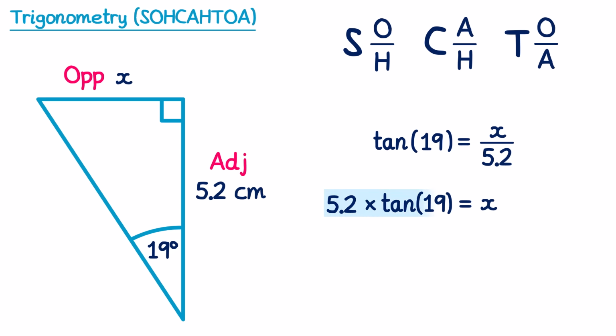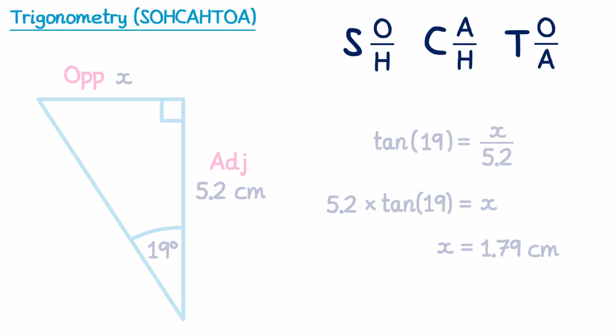We type this into the calculator, which gives you a value of x as 1.79 and so on, and then we'll round this off to 3 significant figures at 1.79 centimeters. Now we're going to look at another example that's slightly different.